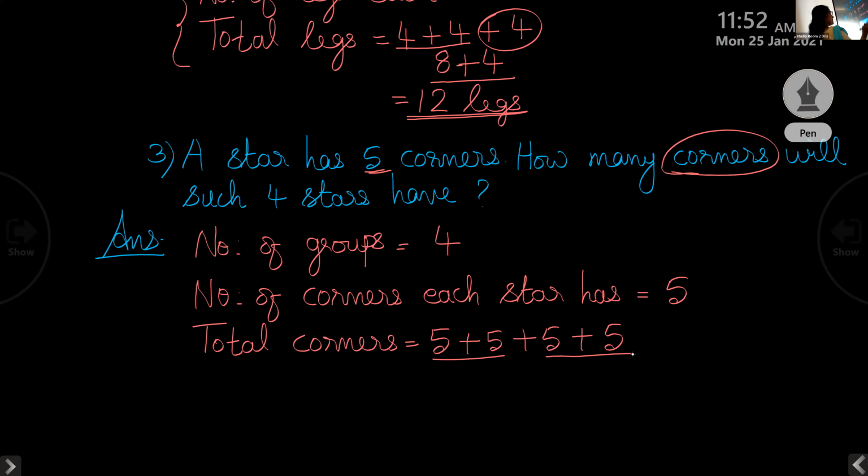Rohan, 5 plus 5. 10. 5 plus 5 is 10. And the next 5 plus 5? 10. Good, dear. Now this 10 and 10.